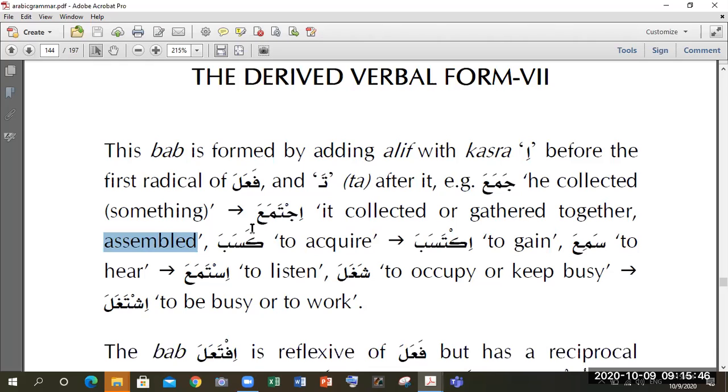The doer is absent. The subject is absent here. Yes, correct, exactly, right?